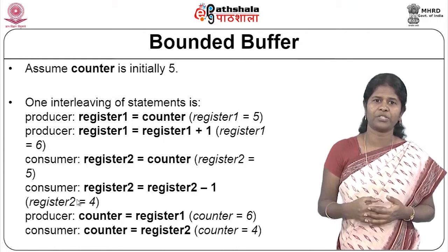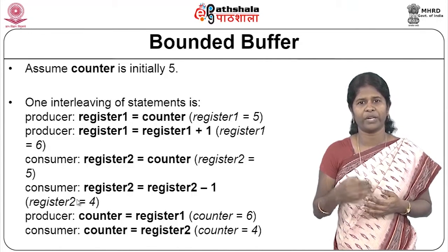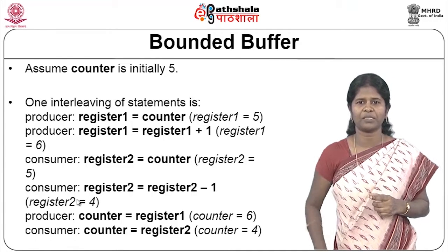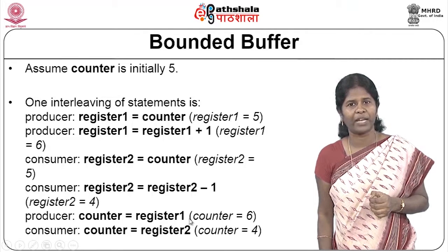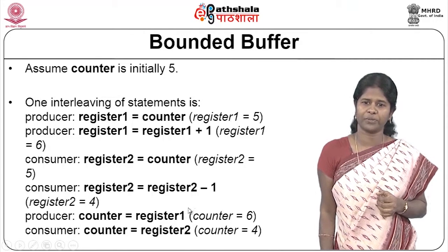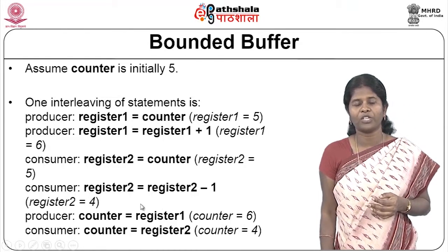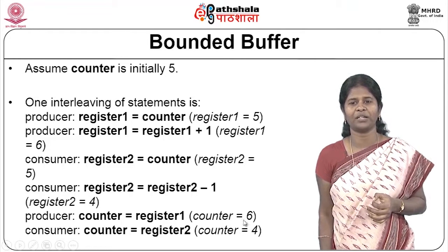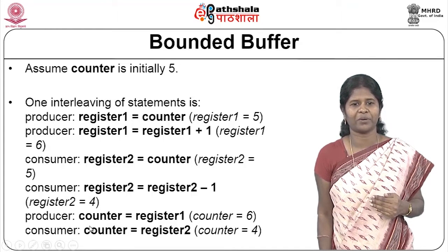So, the producer now gets the CPU. Now, the producer has to execute the last instruction of that statement counter plus plus, that is nothing but counter is equal to register 1. The value of register 1 is copied to the counter. So, counter now gets the value. What should be the value present in the register? It is 6, that is copied onto counter. The counter now becomes 6. And then the consumer executes.